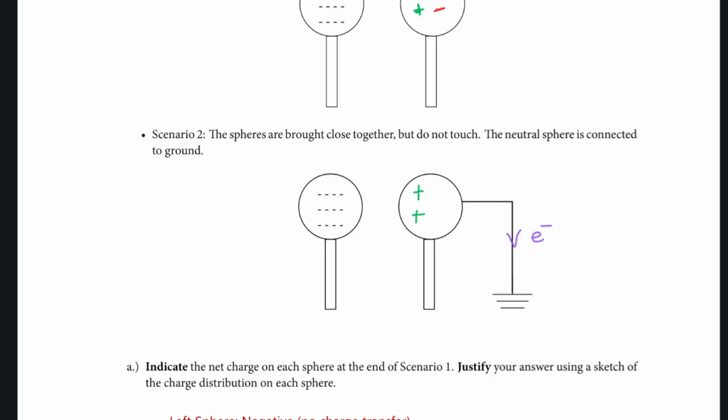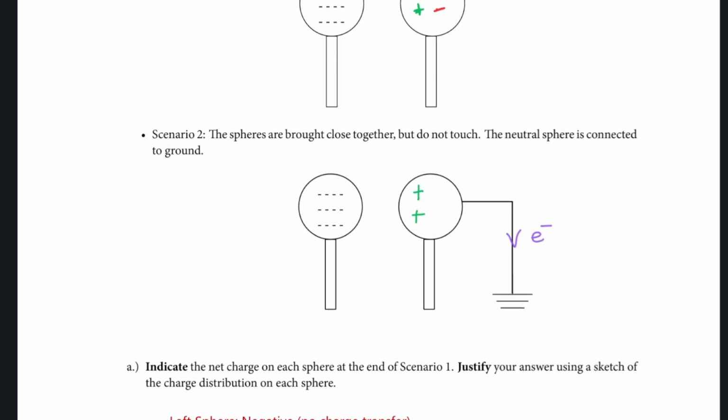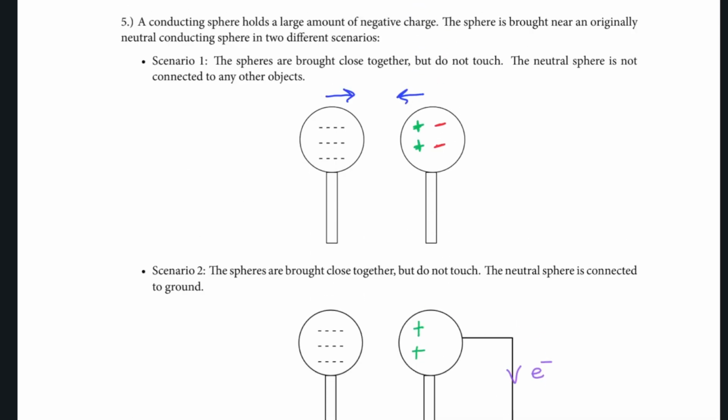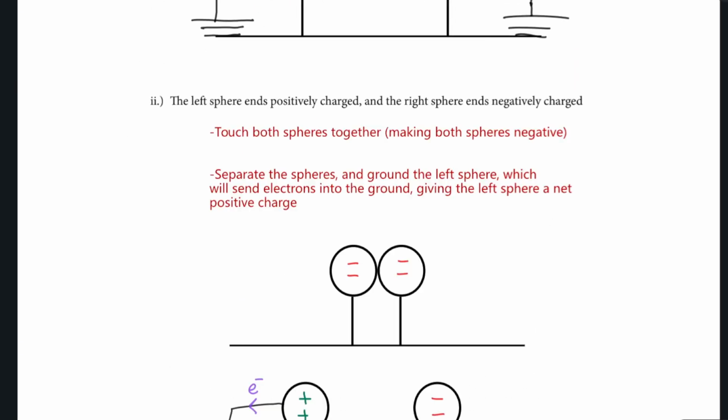So if we want charges to transfer, we just need to touch the spheres together. If we touched these two spheres together, they would share the negative charge on the system originally, and then if you grounded the left sphere, it would dump off some of that negative charge into the ground and become positive due to the other negative sphere. So we get this case.